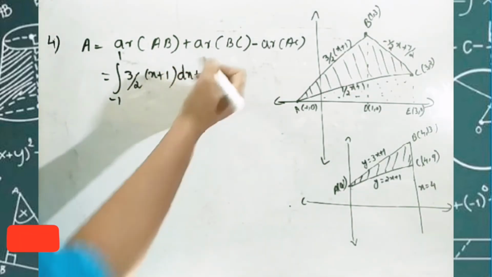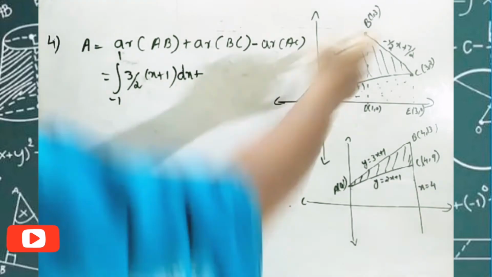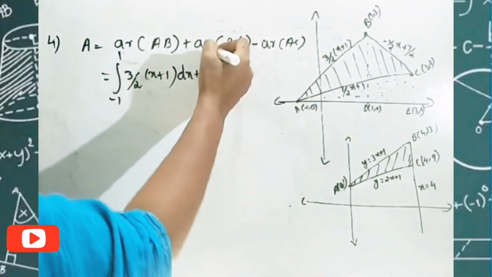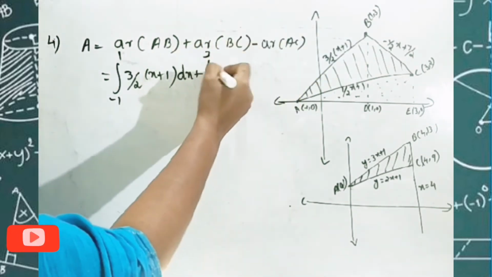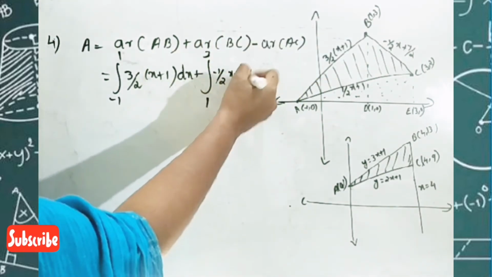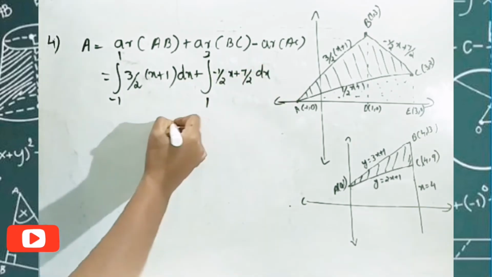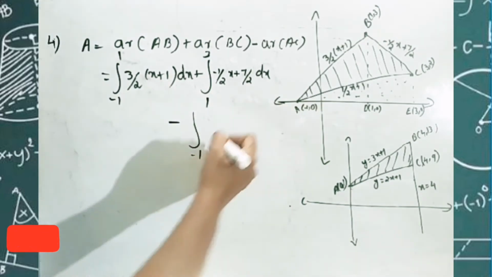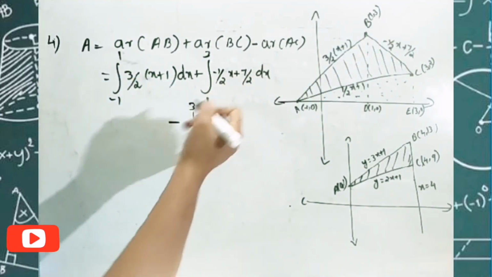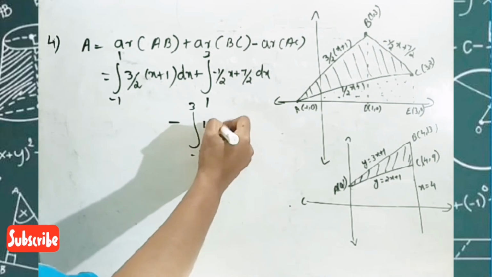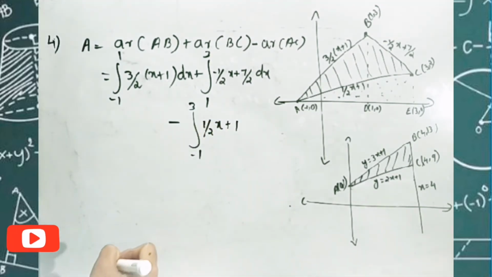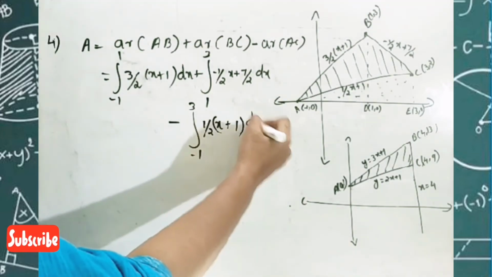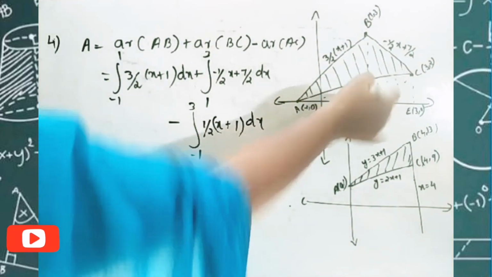dx, plus the area under the line BC: the x coordinate of B is 1 and the x coordinate of C is 3, and the equation is minus 1 by 2 x plus 7 by 2, dx, minus the integral of AC: the x coordinate at A is minus 1, the x coordinate at C is 3, and the equation is 1 by 2 into x plus 1, dx.